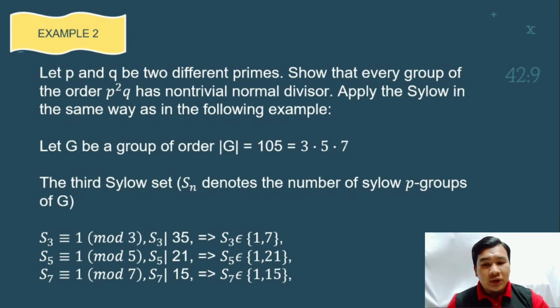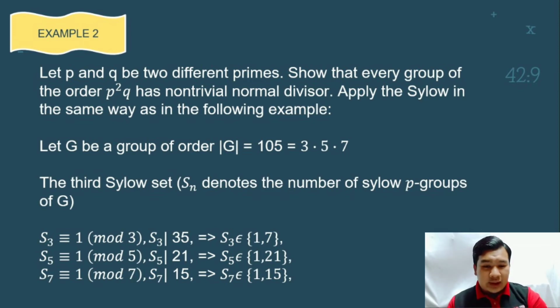Okay, so now we are moving on to our second example. We need to let p and q be two different primes. So now we can show that every group of order p squared q has a non-trivial normal subgroup. So now we apply Sylow in the same way as in the following example. So we let G be a group of order 105. We do some prime factorization. We have 3 multiplied by 5 multiplied by 7.